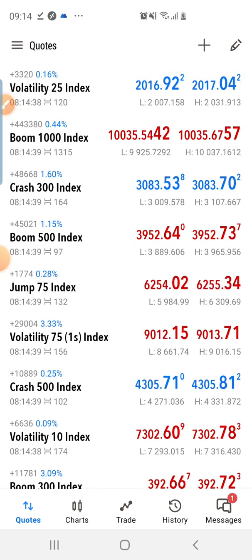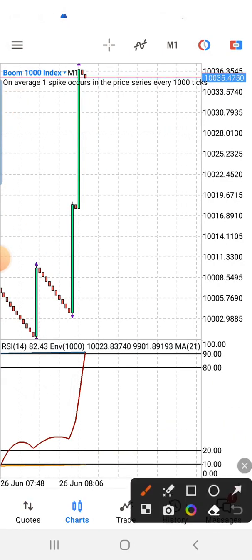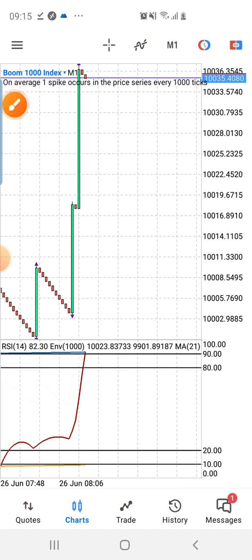Let me see if we have any. Okay, you can see now, look at what I'm talking about. The price is here. Okay, the price is at overbought, which is level 90 and 80. Even our envelopes are also there, so we are expected to sell. So what we need to do, this is the bonus I'm going to be sharing with you.